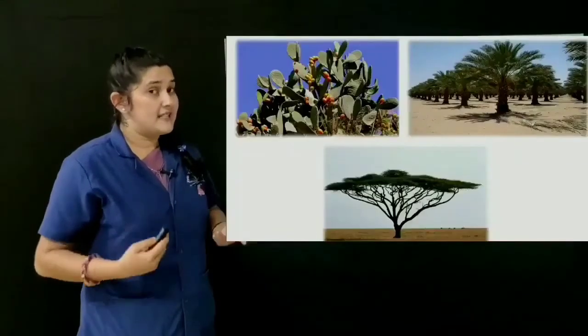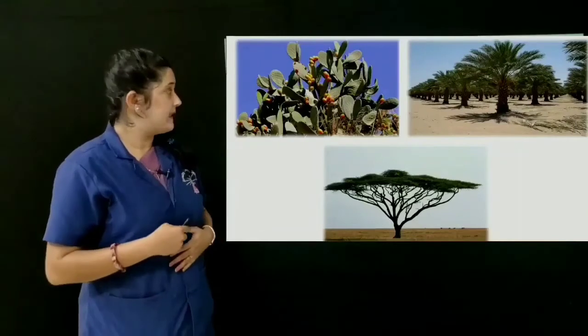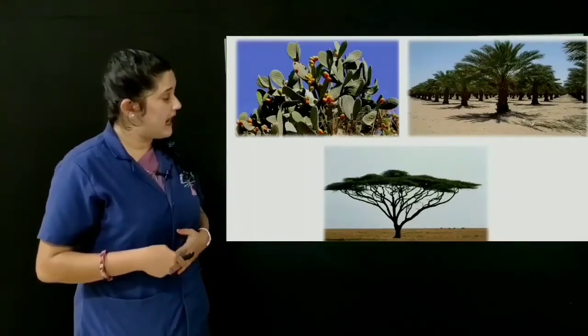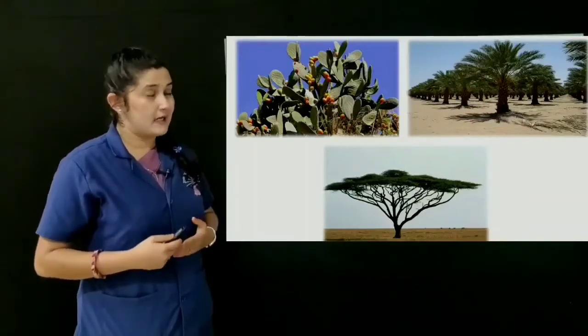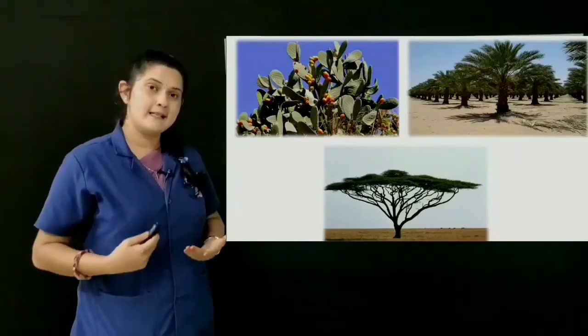Here are the examples of plants growing in desert region, that is cacti, date palm and babul. These are the few examples of plants growing in desert region.